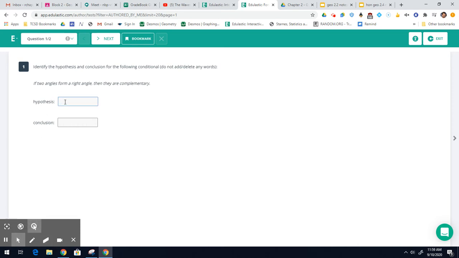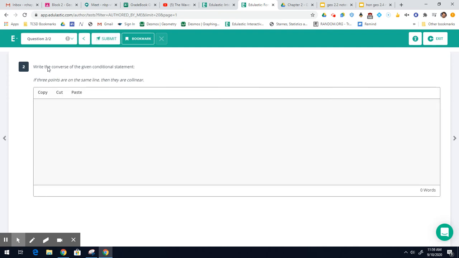All right, so my hypothesis, two angles form a right angle. There's my hypothesis. For my conclusion, they are complementary. Careful of the spelling. Don't want to get it marked wrong because you can't spell what you see right in front of you. Okay, great. So there's just a quick identifying question.